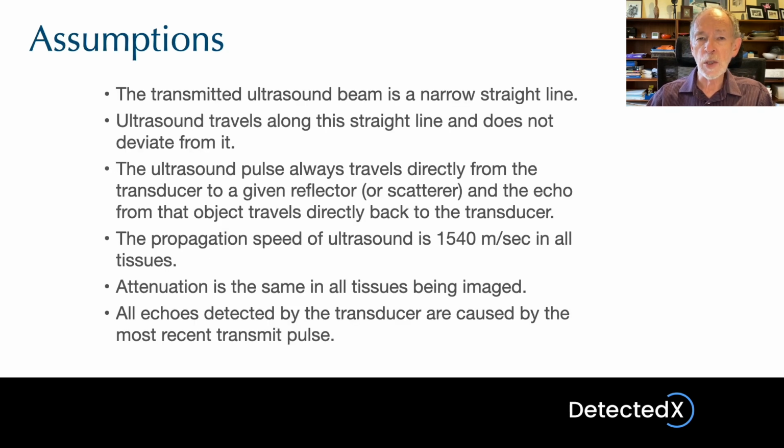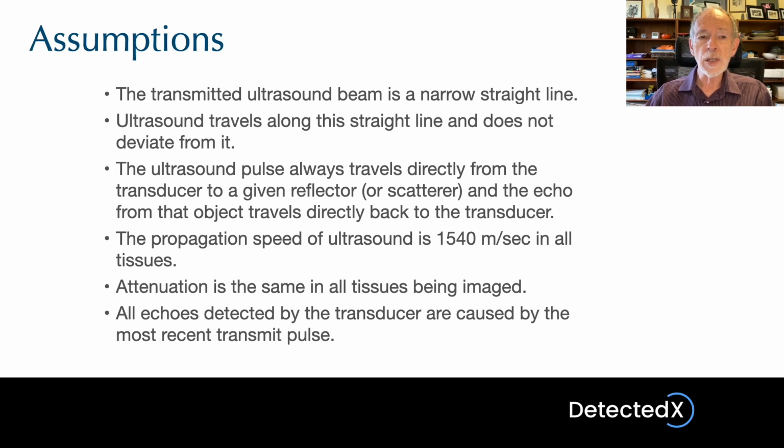So what are these assumptions that I've talked about? The first is that the transmitted ultrasound beam is really just a narrow, straight line. We know that's not true. The beam has a significant width, perhaps several millimeters typically. However, the machine creates the image by placing all the echoes along a straight line, and so it's behaving as if the beam really was just a thin, straight line.